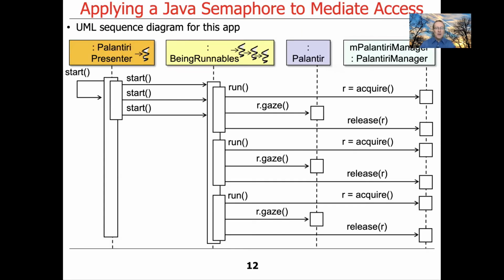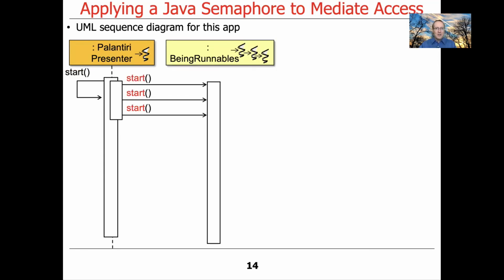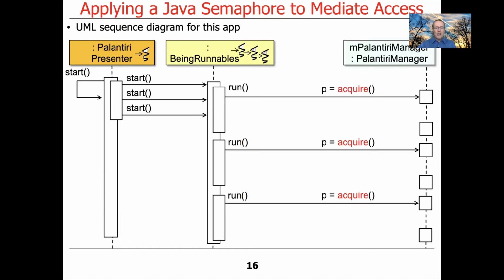Here's a UML sequence diagram that illustrates the way in which the code works. This is useful because it gives the big picture view of what's happening without getting too wrapped up in the syntax. We've got a thread, which we call the Palantiri presenter, and that starts a bunch of being runnables that run in their own threads. So we've got N of these beings running in their own threads. Once you start a runnable, its run hook method gets called, so each of those threads will be calling run.